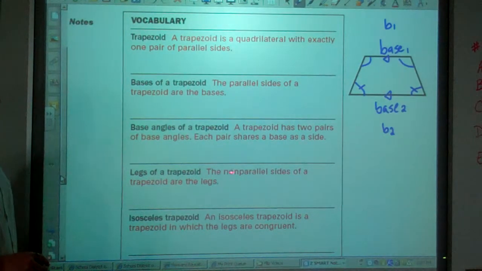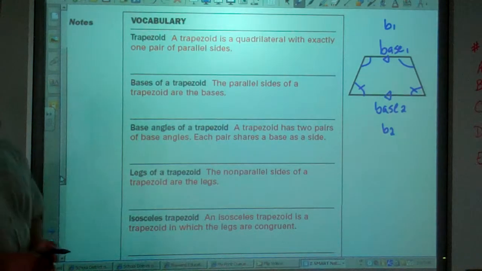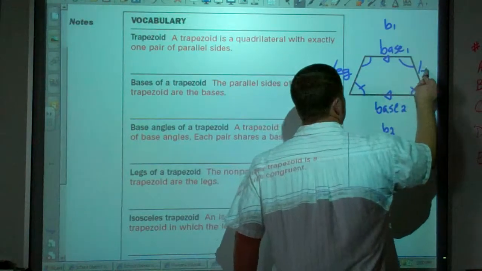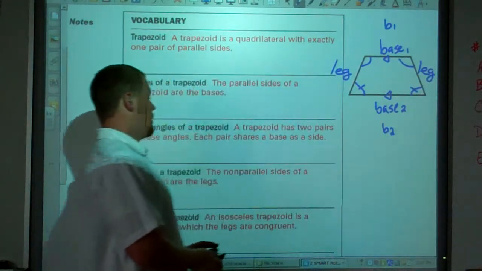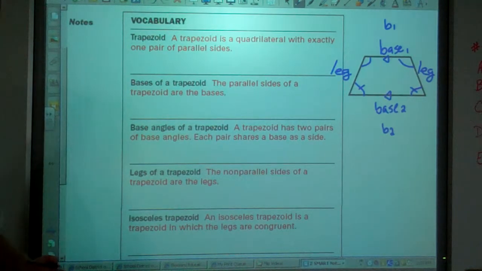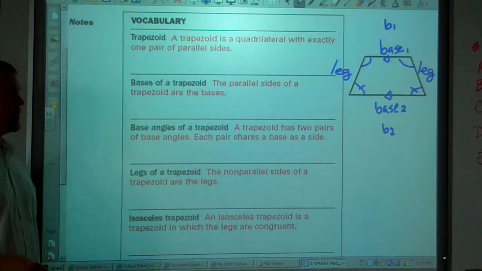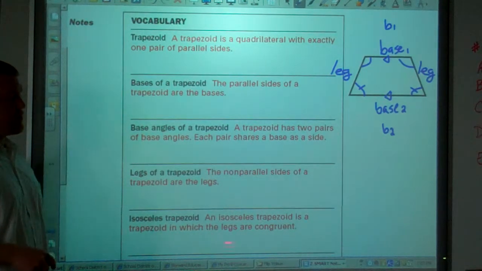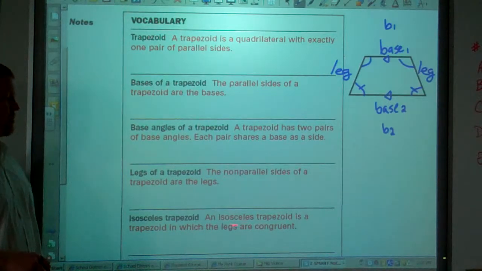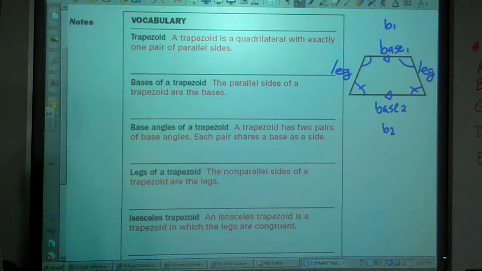Legs of a trapezoid. The non-parallel sides of the trapezoid are called the legs. So here's a leg, and here's a leg. And an isosceles trapezoid, just like an isosceles triangle, has two sides congruent. With an isosceles trapezoid, the two sides that are congruent are the legs. So when you have an isosceles trapezoid, the legs are congruent.